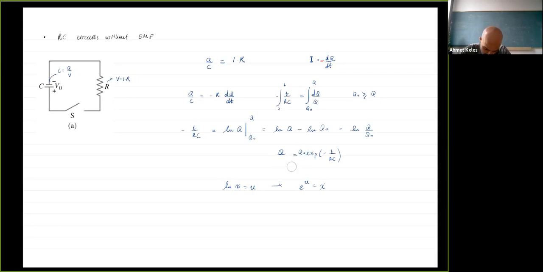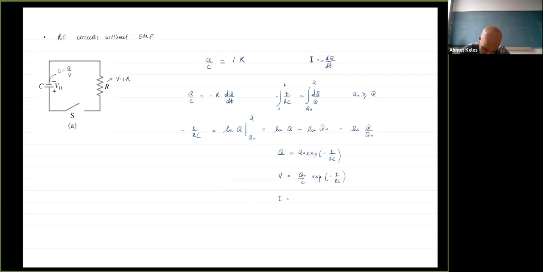Maybe I can just clean up this a little bit. And that's my equation. Okay. And the same idea, if Q is known, you can calculate V, which is basically Q over C. So it's like Q0 over C times exponential minus T over RC. And the current is the derivative with the minus sign.